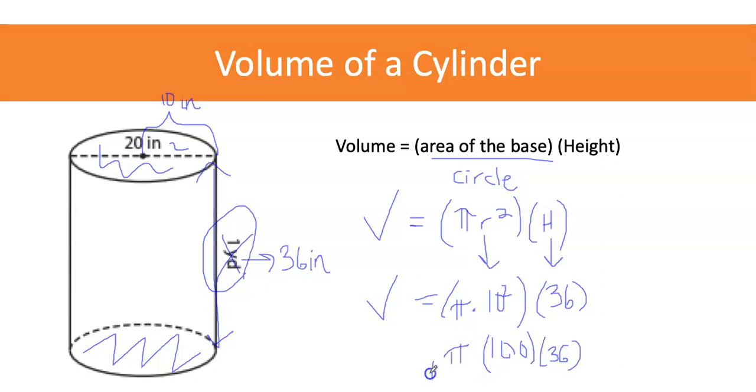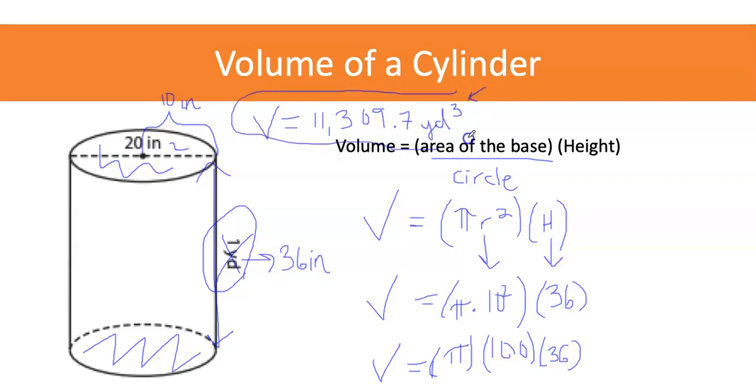100 times 36 times pi, I'm just going to type that into my calculator. You may use a calculator on these problems. So pi multiplied by 100 multiplied by 36 gives me a volume, wow, that's a pretty large number, of 11,309.7. I rounded it to the nearest tenth, to the tenths place, and this would be cubic yards. Remember, the units for volume are cubic units.